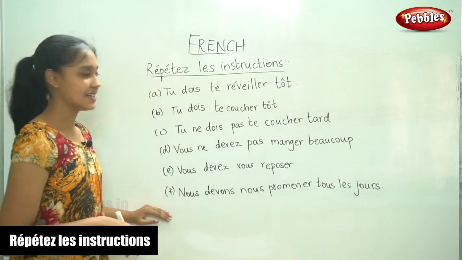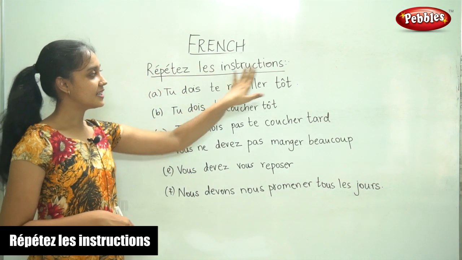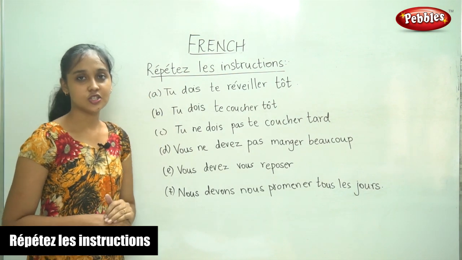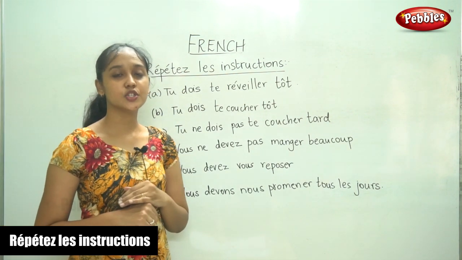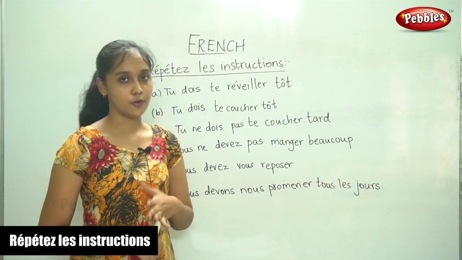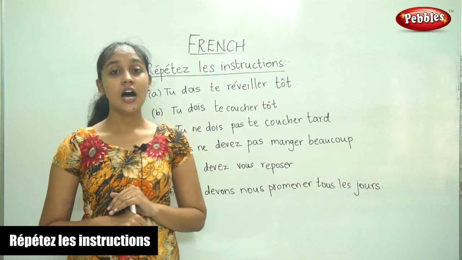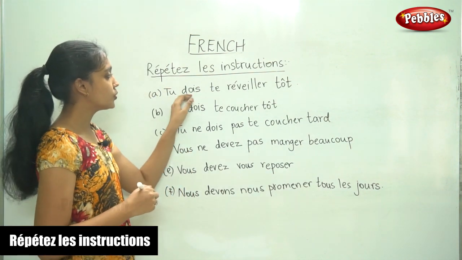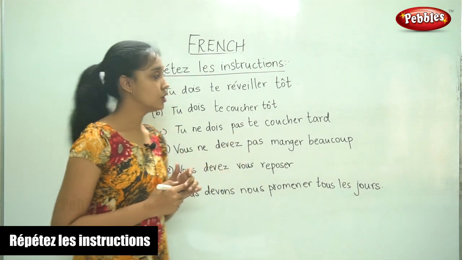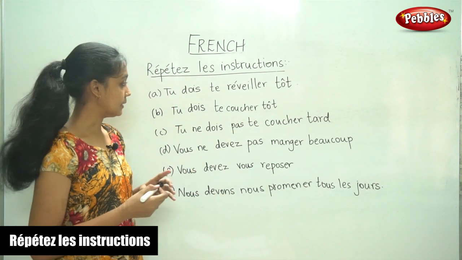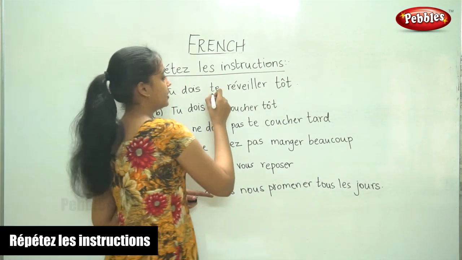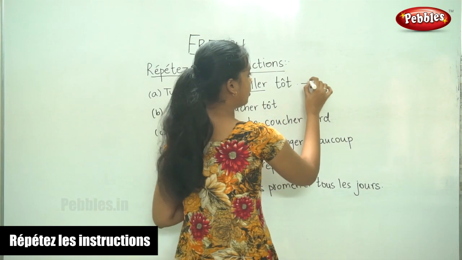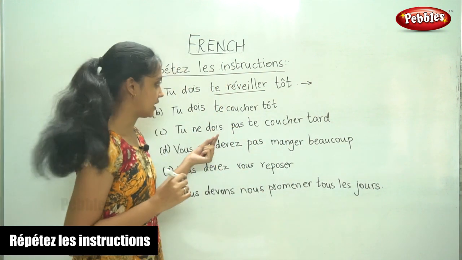So the next exercise is Répétez les instructions. So we are going to repeat these instructions, but we are going to do it in the imperative form. So you already know how to write the imperative. So the first sentence, tu dois te réveiller tôt. You must get up early. So now the verb here is reflexive. So when it is reflexive, you know how to write the imperative.